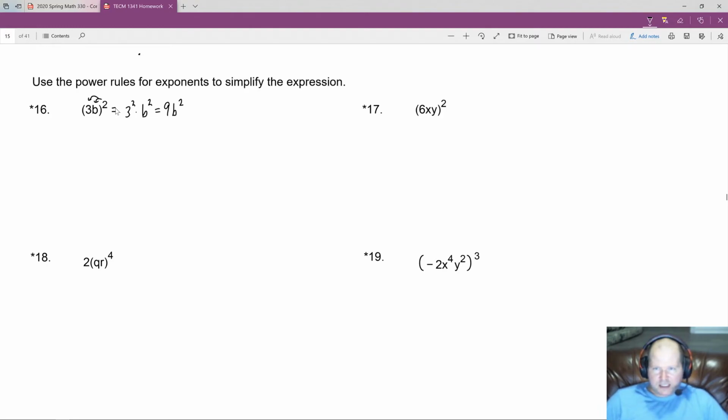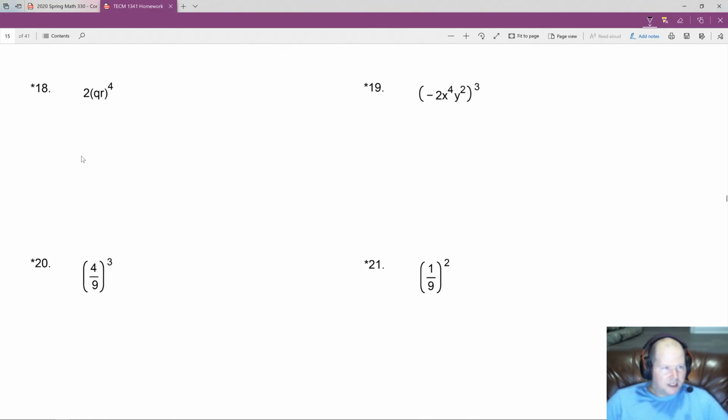Next we have 6xy to the second power. We do the same thing, except now we're going to bring both the 6, the x, and even the y to the second power. So we have 6 to the second power, x to the second power, and y to the second power. So 6 squared is 36, and we keep the x squared and the y squared.